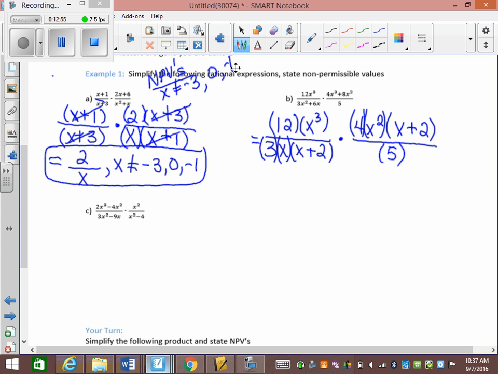How many non-permissible values am I going to get? 2, because only 2 of the brackets actually have variables in them, right? 3 can't be 0, 5 can't be 0, so only the x and the x plus 2 are going to get me non-permissible values, or restrictions. This x gives me x can't equal 0. And this one gives me x can't equal negative 2. So those are my non-permissible values.